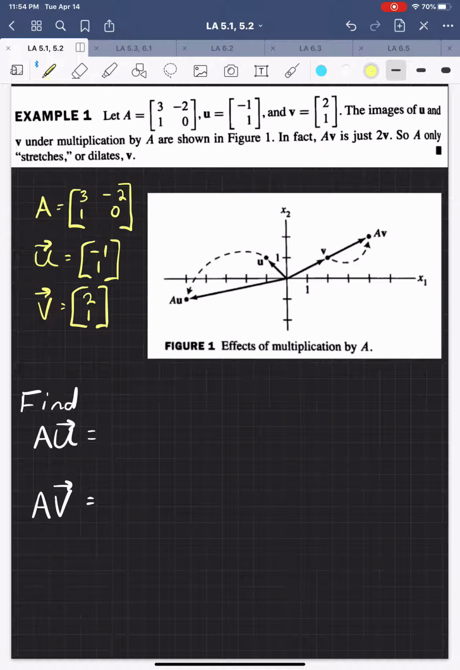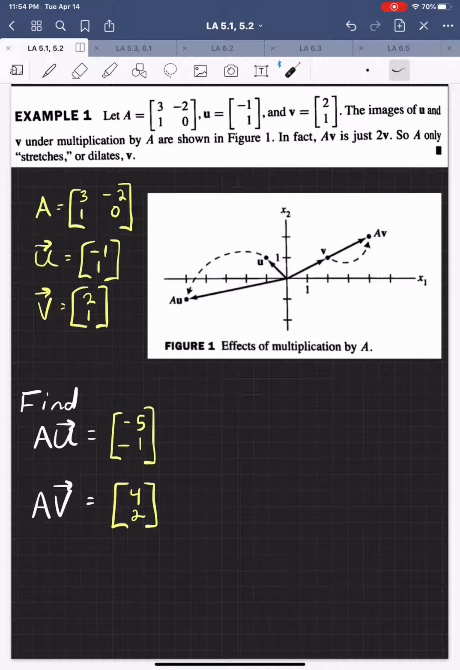So A times U would yield the following: -5, -1. A times V would be the following: 4, 2. And now let's go ahead and look at the effects of that multiplication by that matrix. Ready? And then I'll get you to your definition. So let's start by plotting U. So here's vector U, and here's vector V.